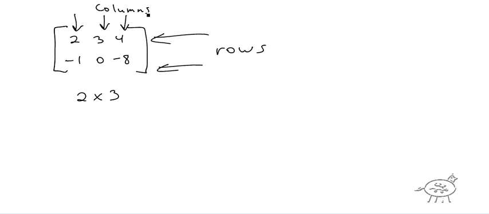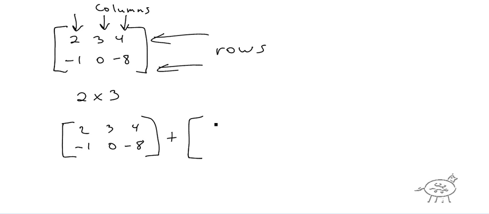It's actually really easy. So let's put the same matrix up here. So it's 2, 3, 4, -1, 0, and -8. We're going to add it to this matrix: -3, 0, 2, -7, 8, and 6. Now the deal is the matrices have to be the same dimension to add. All right, and it's really, really simple. What you're basically doing here is adding the same row and column together.